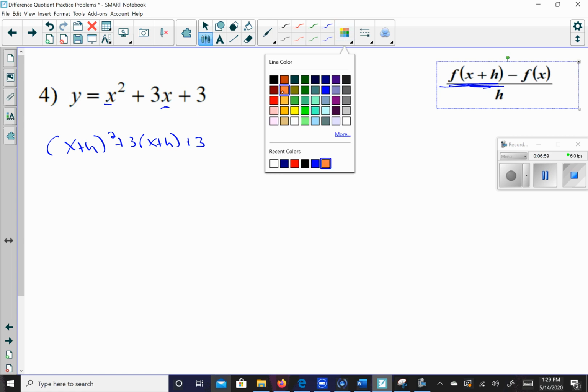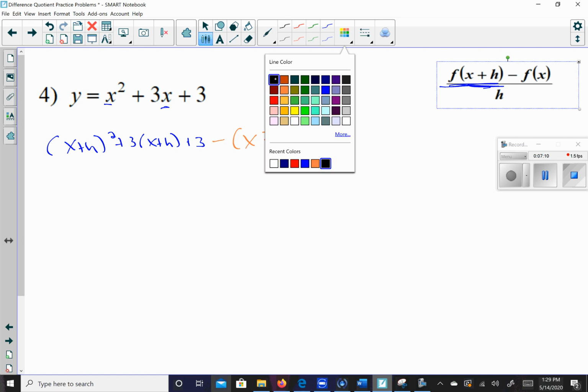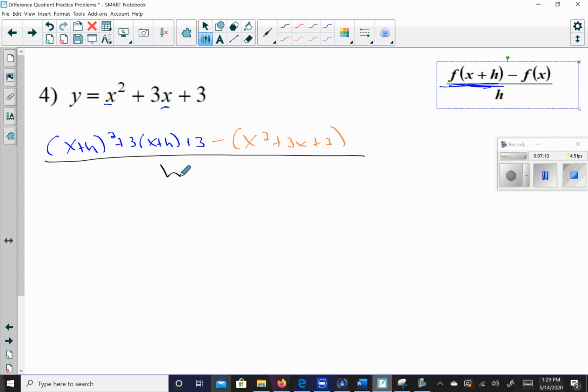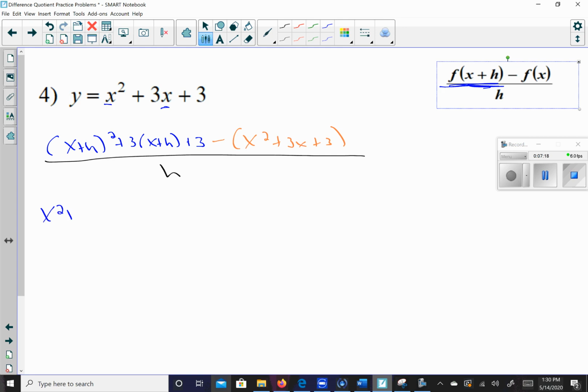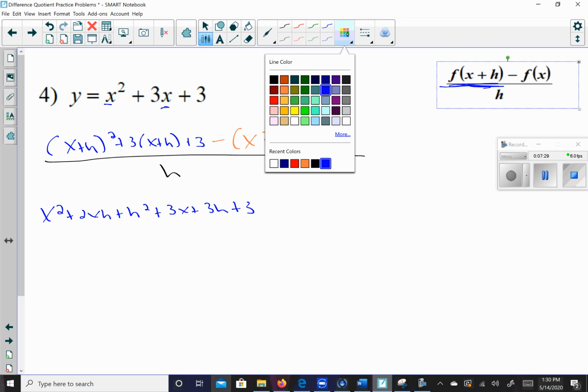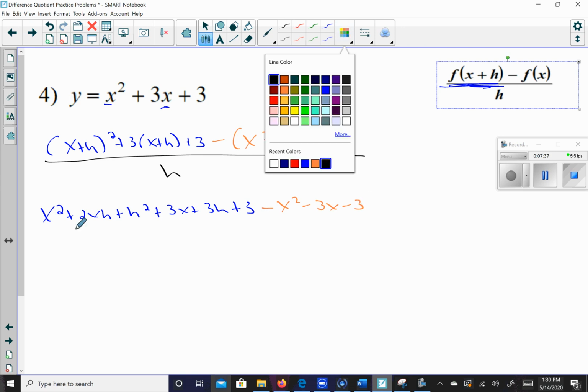Now I'm going to do minus f of x, so minus, and then in a parenthesis, I'm going to write x squared plus 3x plus 3, and this is all going to be over h. Here, remembering that this is x squared plus 2xh plus h squared, distributing the 3: 3x plus 3h plus 3, distributing the negative sign: negative x squared minus 3x minus 3, and this is all over h.